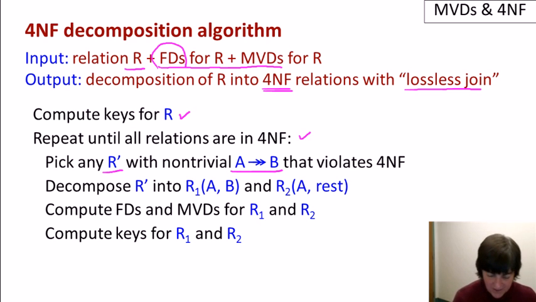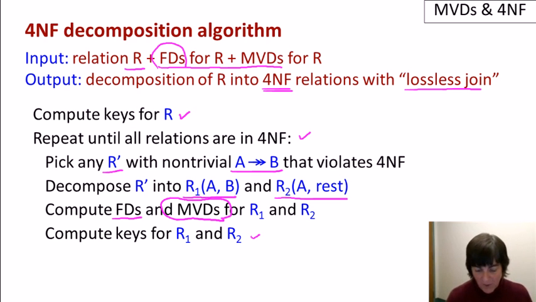Just as with functional dependencies in BCNF, we pick a relation that has a violating dependency, in this case a multivalued dependency, and we split the relation based on that dependency. So we create one relation that has the attributes of the dependency and another relation that has the left-hand side of the dependency and the rest of the attributes. After that, we need to compute the functional dependencies for the decomposed relation and the multivalued dependencies for it, and then we can compute the keys. Now, finding these multivalued dependencies, this is actually a fairly complex process.